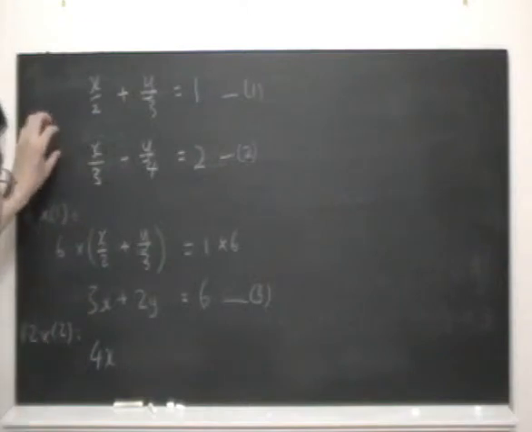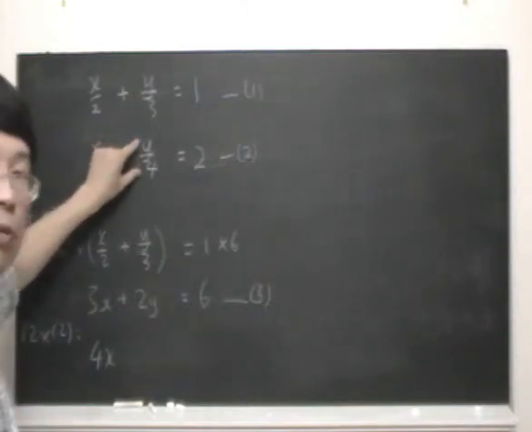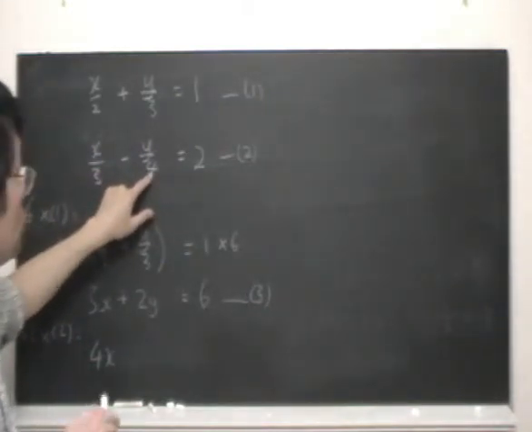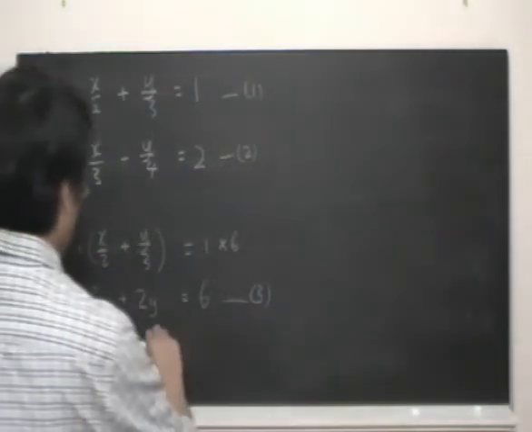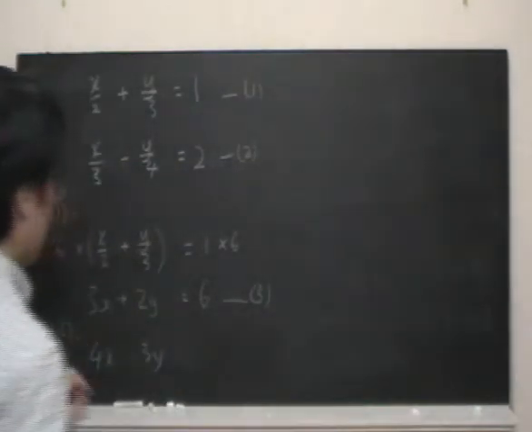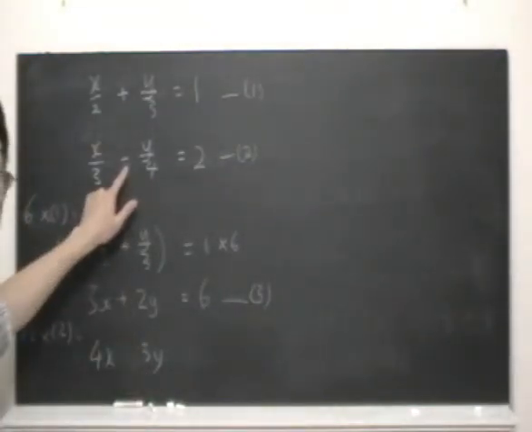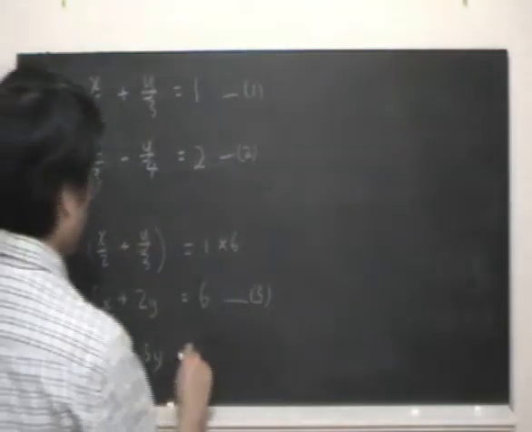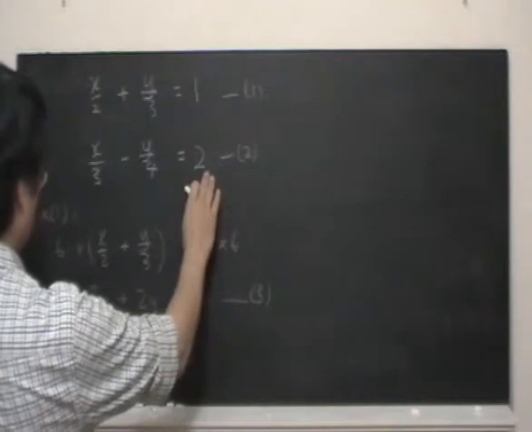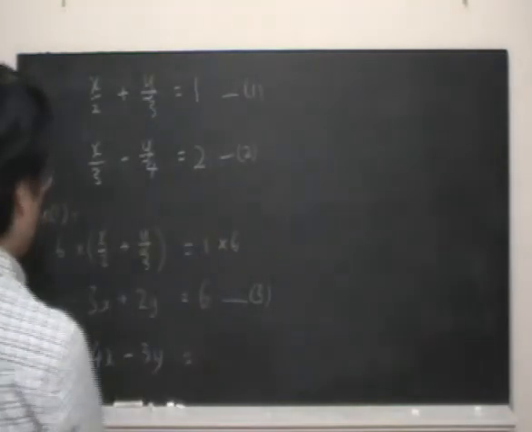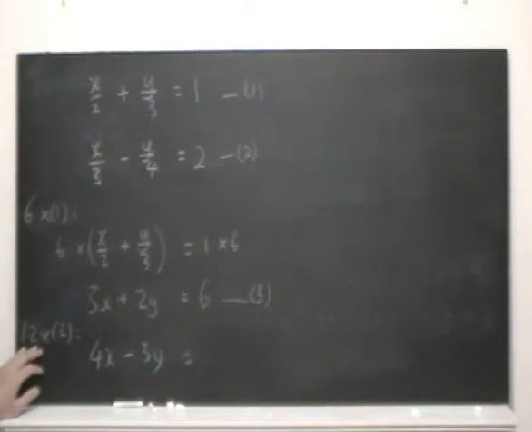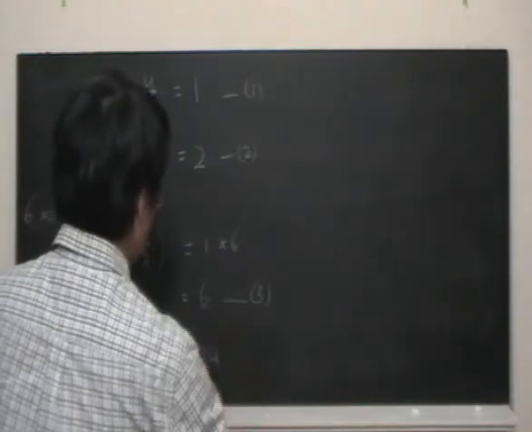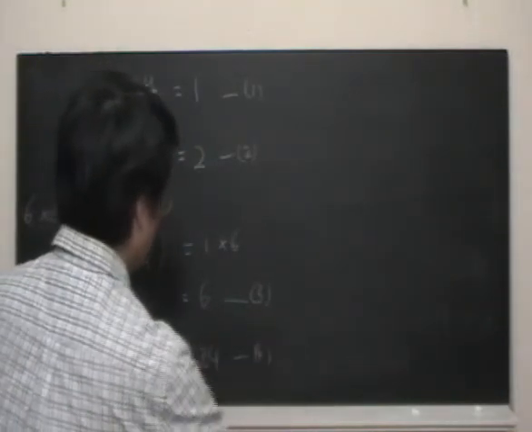Next, we multiply 12 by y over 4. So the 12 would be divided by the 4 to give 3. We have 3y. There's a minus sign there, so that carries over. And on the right side, we must also multiply by 12. So 12 times 2 is 24. I'll call that equation 4.